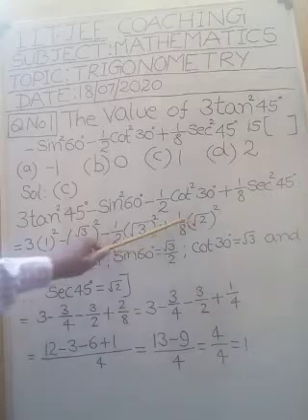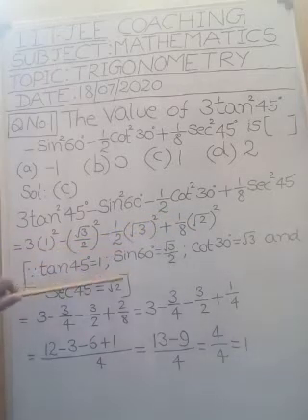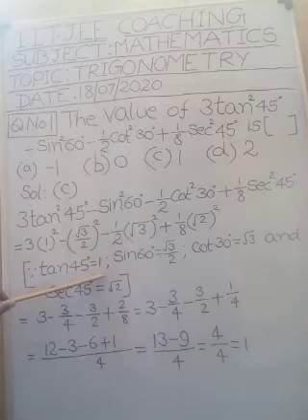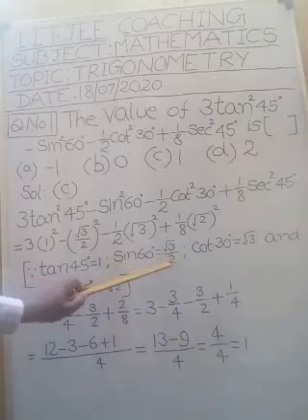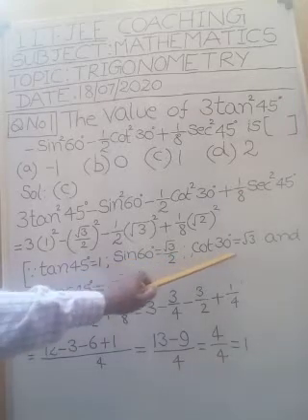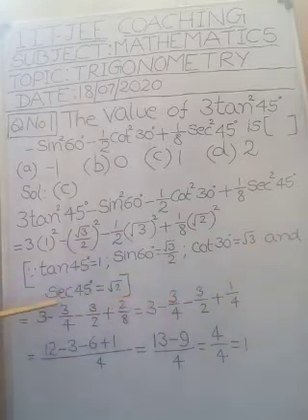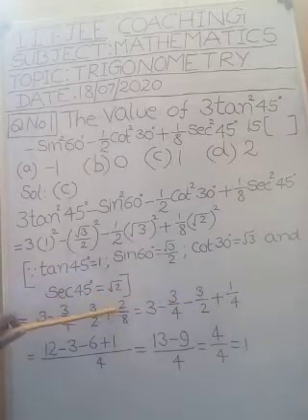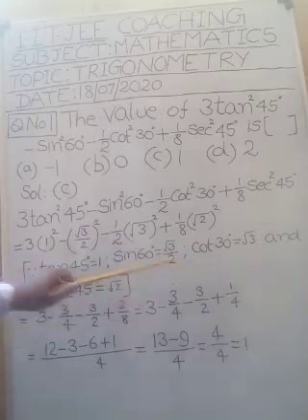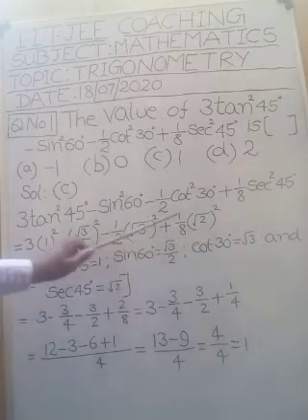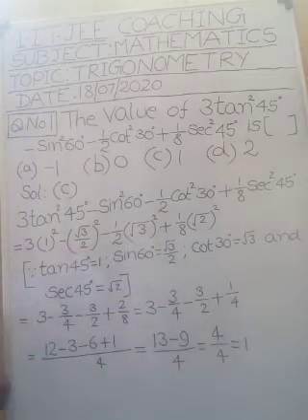Understood this step, my dear children? Because I wrote here tan 45 degrees value is 1, sin 60 degrees value is root 3 by 2, cot 30 degrees value is root 3 and secant 45 degrees value is root 2. I substituted all these values in this expression. Now the part is simplification.